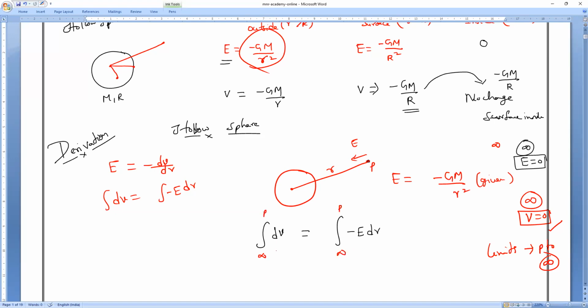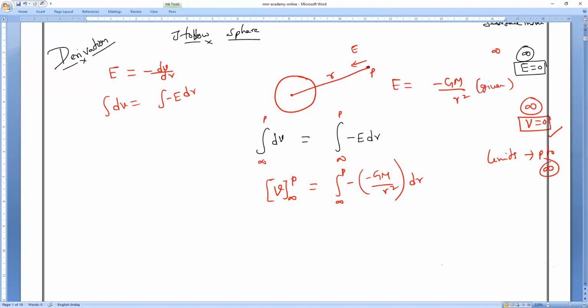Now I'm replacing: integration of dV is V, so V from infinity to P, which is equal to the integration from infinity to P of minus E dr. What is the E value? E value, minus of minus GM by r square into dr. So minus minus will get cancelled and it will turn into plus. Next step, this one I will write as Vp minus V infinity, which is equal to the integration, minus will become plus, from infinity to P.